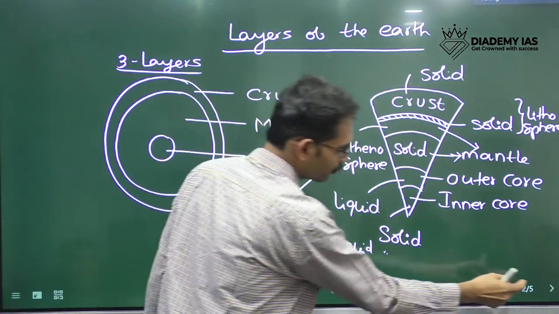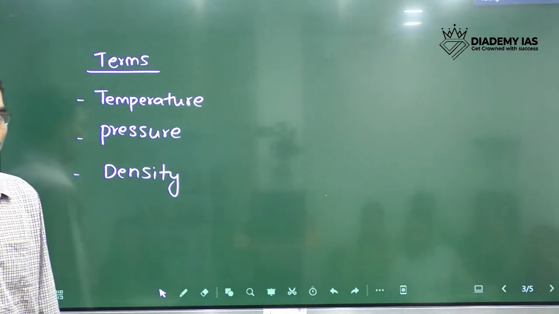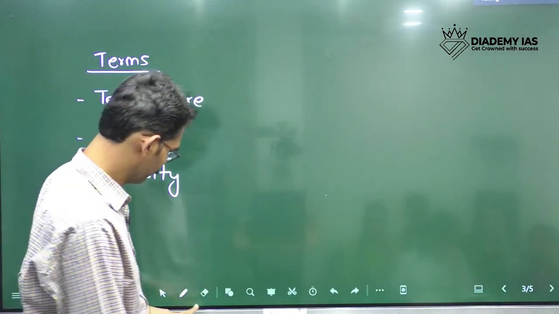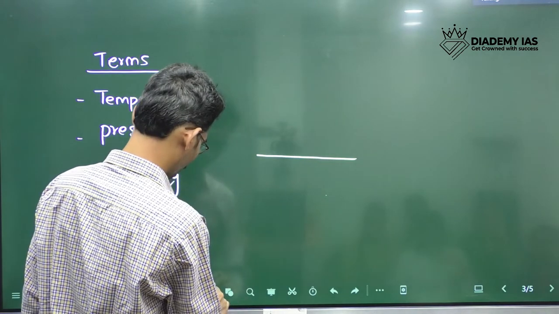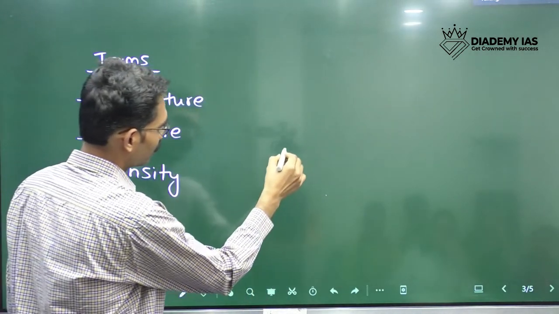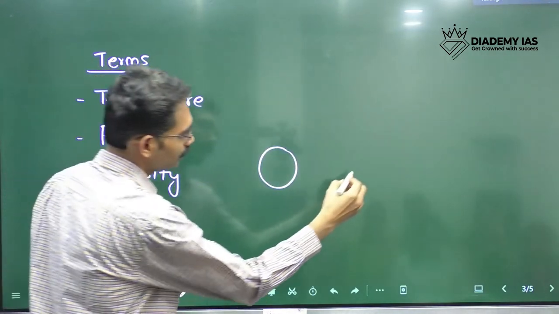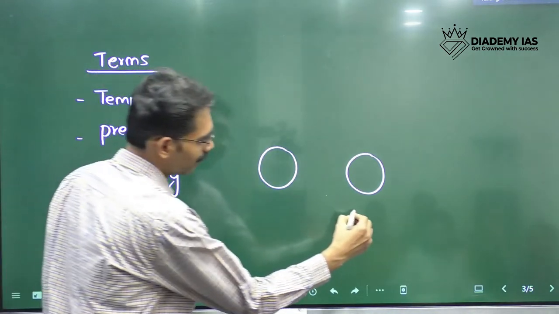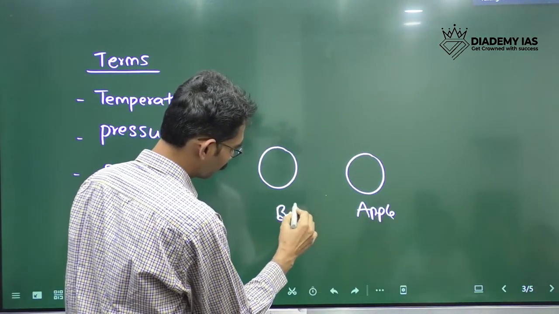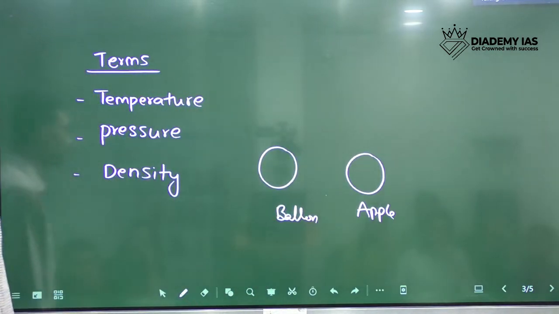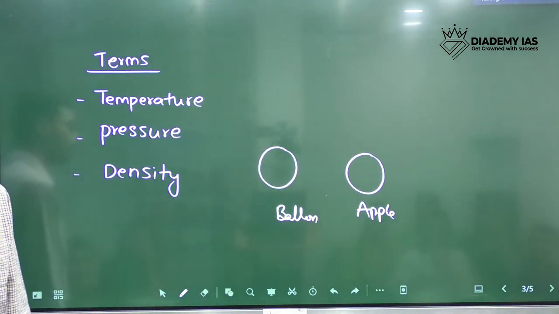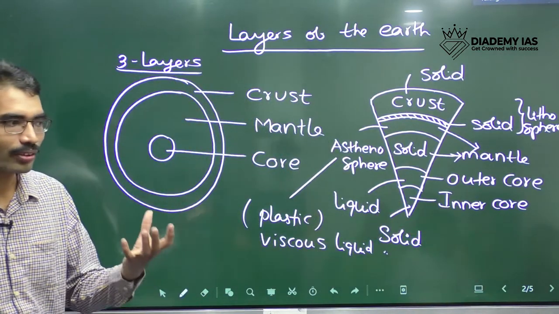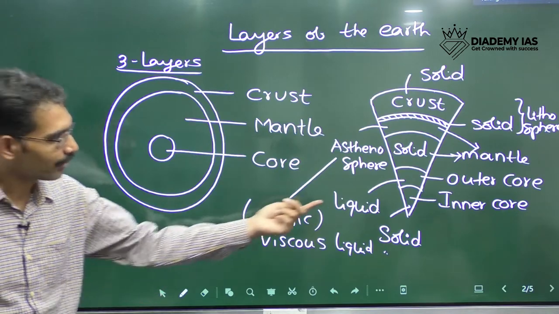Now when it comes to density, any idea what we mean by density? Mass per unit volume. Suppose you take a balloon, suppose this is the size of the balloon and this is the size of an apple. Now which has more weight? Apple. This is the balloon. Even though the same volume is occupied, the apple has more weight. So the same is the condition here also. The inner core and outer core elements are very heavy. Even though they occupy the same volume, they are very heavy.